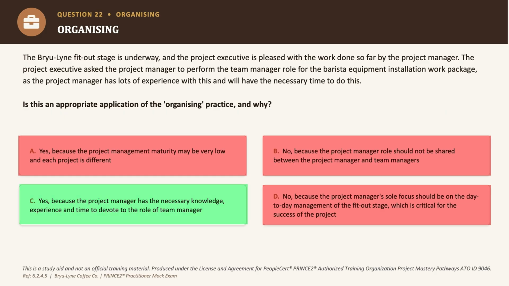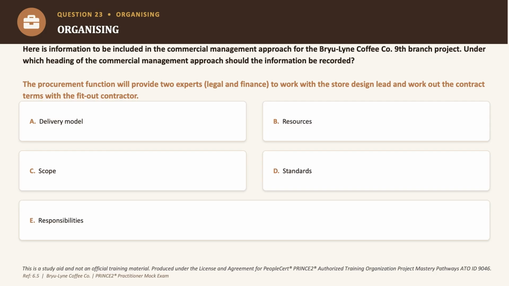Next, question number 23. So here is the information for a commercial management approach for the Brewine Coffee Company, the 9th branch project, and the procurement will provide two experts, legal and finance, to work with the store design lead and work out the contract terms with the fit out contractor. Now the question is, under which heading of the commercial management approach should the information be recorded?